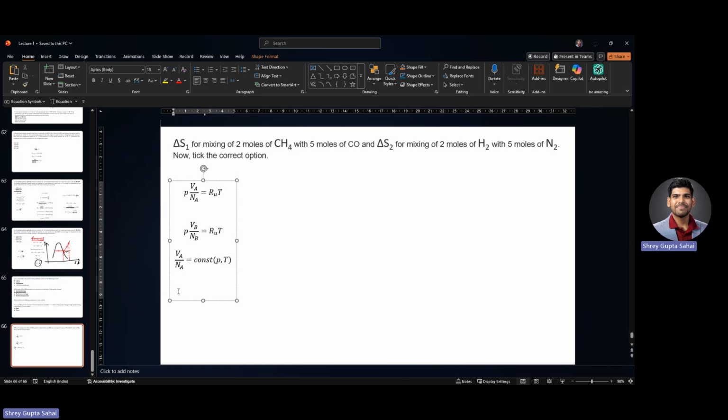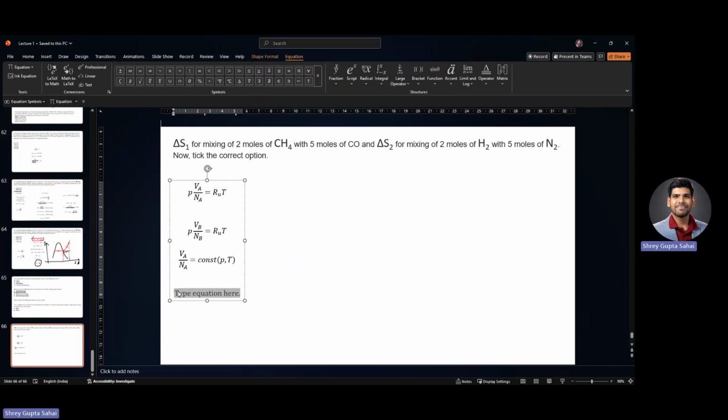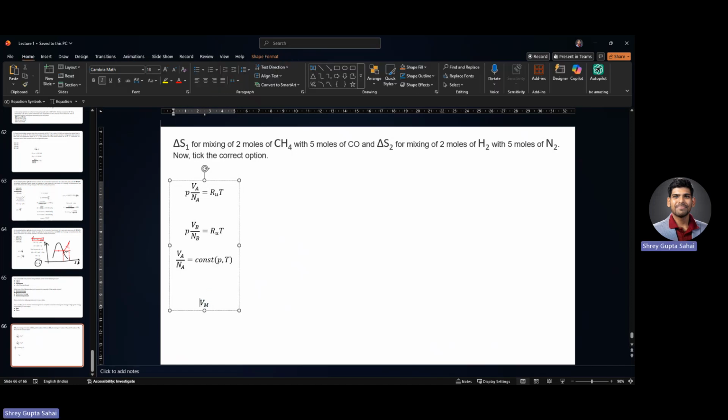That's real when you mix it. When you mix things, you will have some volume Vf. Okay. If you mix the two gases and bring it to the same pressure and temperature, and it occupies Vm. Okay.